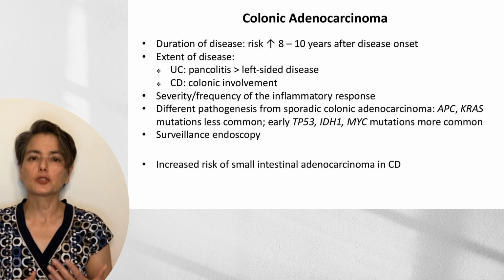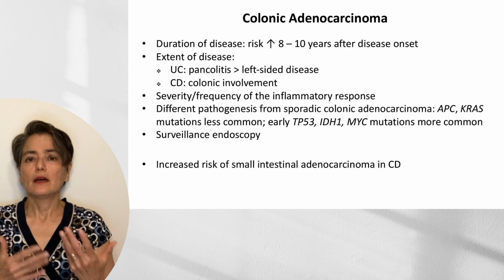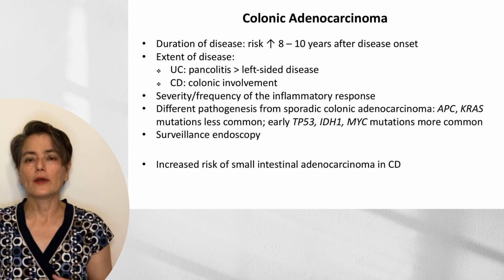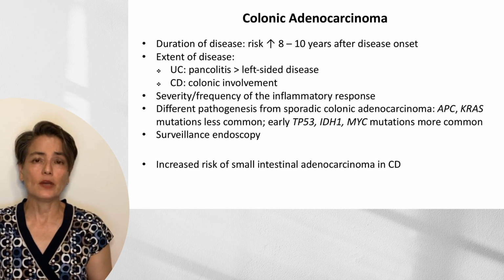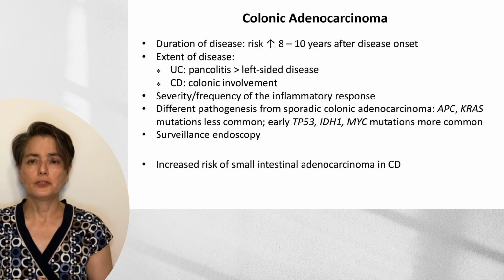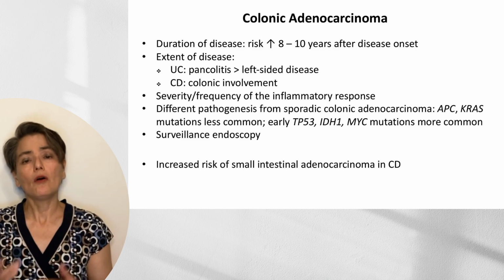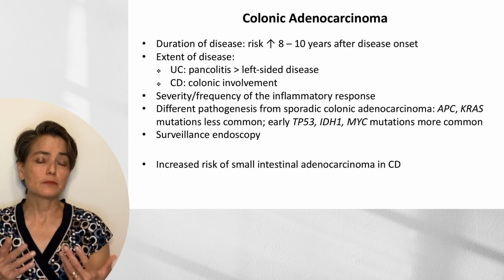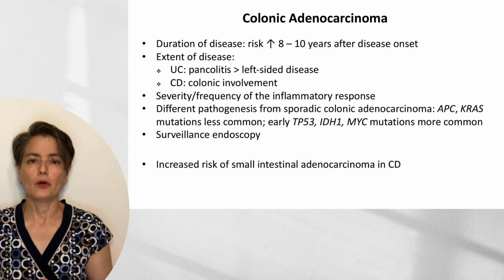So we know that individuals with pancolitis, so ulcerative colitis that affects the left, right, the entire colon, are going to have a higher risk of colonic adenocarcinoma than left-sided disease. And that makes sense. You have more mucosa, which is exposed to these cycles of inflammation. And as I mentioned already, we see colonic adenocarcinoma in Crohn's disease only when it involves the colon. If it's small intestinal Crohn's disease, you don't have an increased risk of colonic adenocarcinoma.